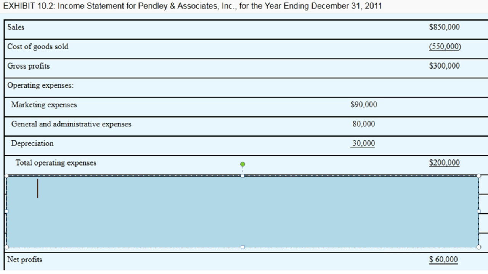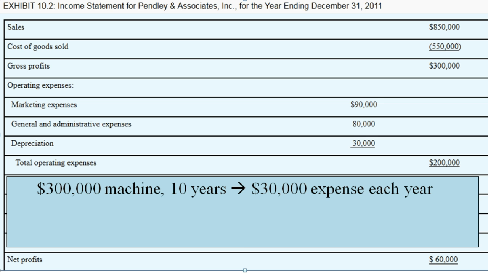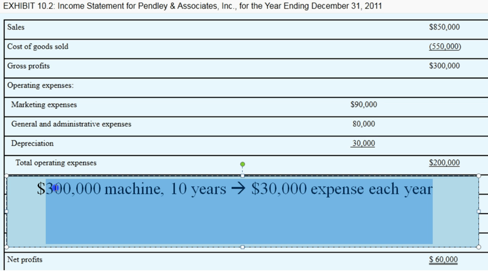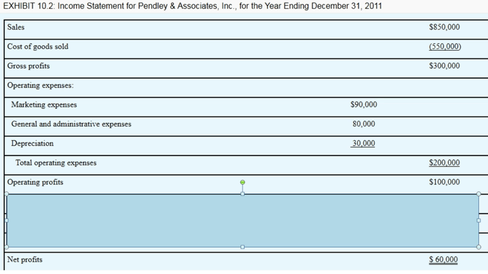And so if we buy a machine this year during this period that costs $300,000 and it's going to last 10 years, it's more accurate in a sense to say that we are spending or using up $30,000 each year for the next 10 years. So this $30,000 would appear in the income statement every year for 10 years using this example. When we take gross profit and subtract off all of the operating expenses, we are left with operating profit.